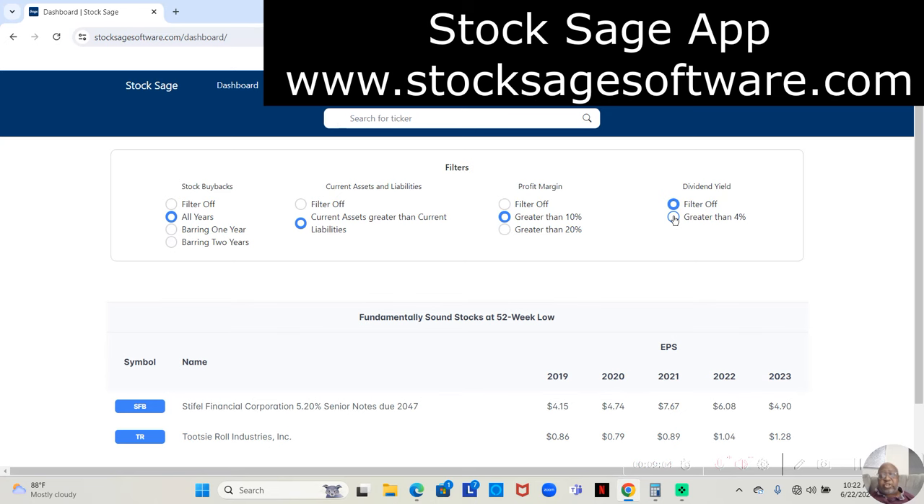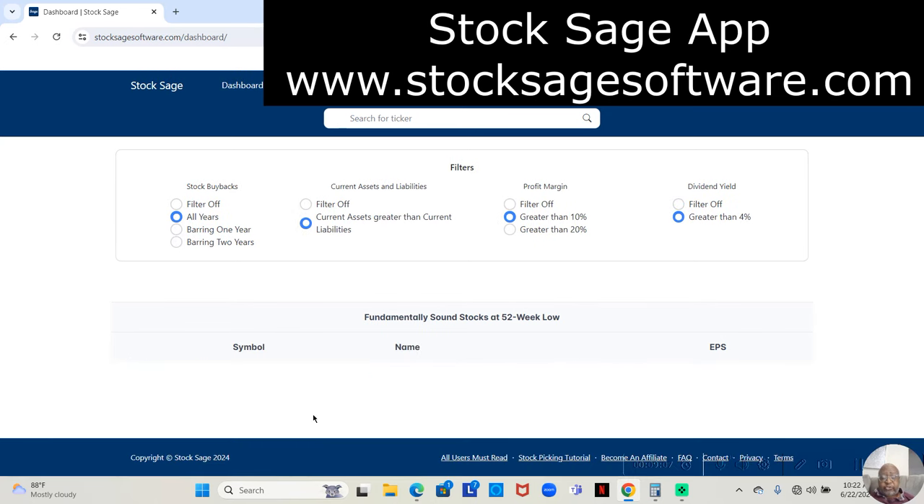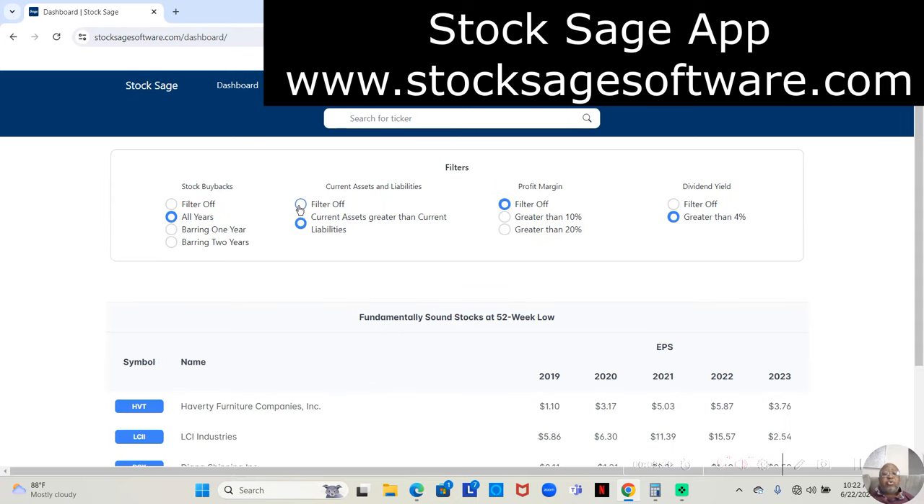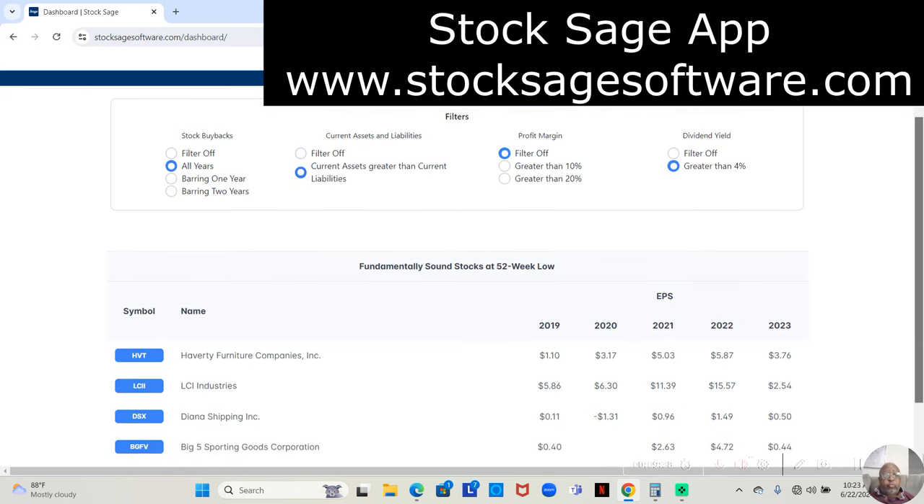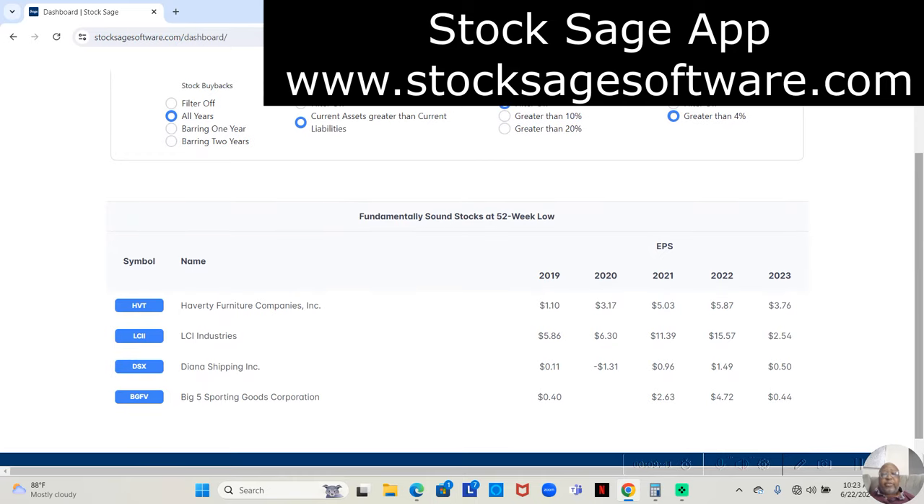But it also separates companies that have a dividend yield greater than 4%. Now, in this situation, there are no stocks that have all of these fundamentals in place and a dividend yield greater than 4%. As of this Friday, you had a number of companies with a dividend yield greater than 4%, but they didn't have all of these as well. Maybe they had stock buybacks as well as current assets greater than current liabilities. We had four of those, but their profit margins weren't greater than 10%.